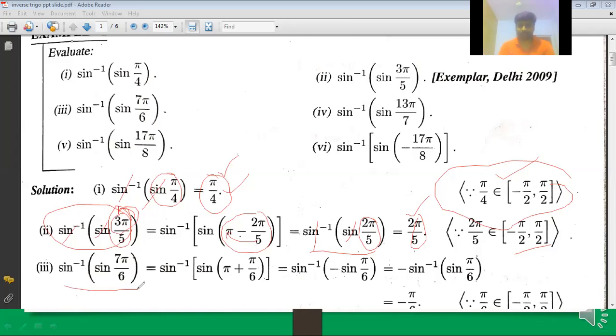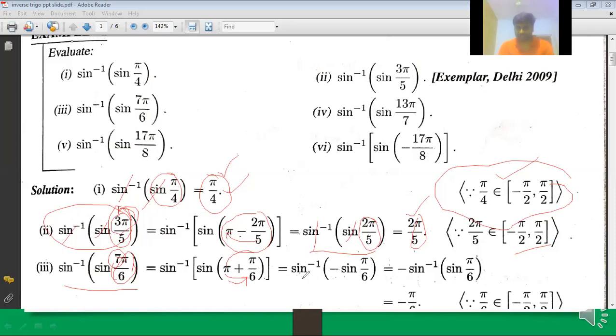Now let us go for the next problem. Sine inverse of sine 7 pi by 6. Can I write 7 pi by 6 as it is? No. What is pi by 6? 30. Seven thirties are 210, and 210 does not belong to its domain. So I have to change it. How? Pi plus pi by 6, that is 180 plus pi by 6. Since 6 pi plus pi is 7 pi, I can write sine of pi plus pi by 6.